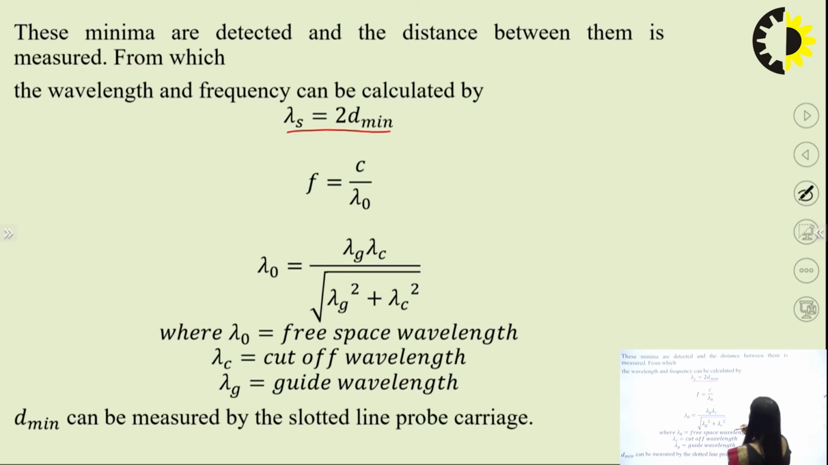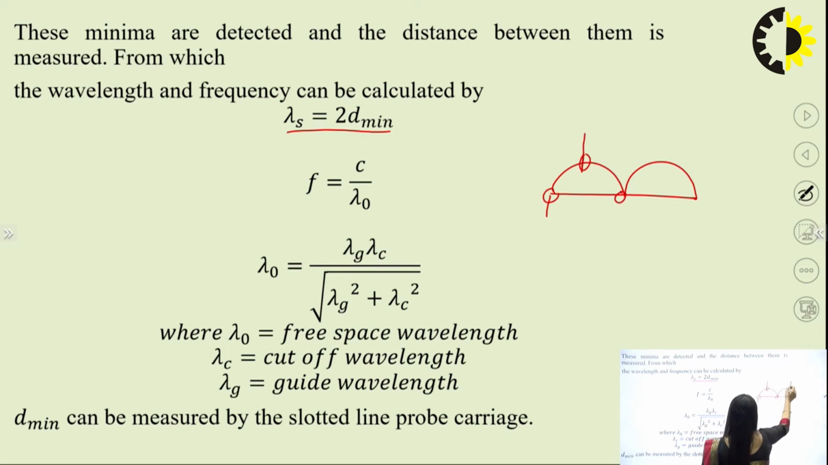So how can this d minima be calculated? See here. So these are two minima, first minima, second minima. These are two maxima here, right? So the distance between two minima is d minimum, right?